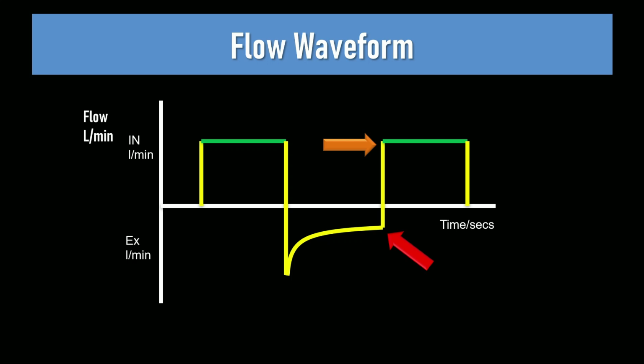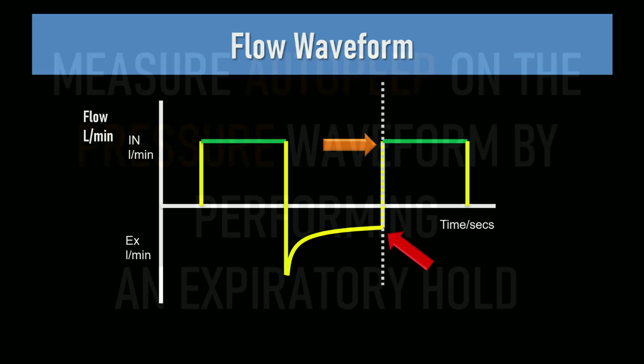Just to remind you that the yellow upward lines are just connectors. These two events occur at precisely the same time: end expiration, beginning inspiration. Now, once you've identified Auto-PEEP on the flow waveform, you need to measure it, but sometimes it doesn't even appear on the flow waveform.